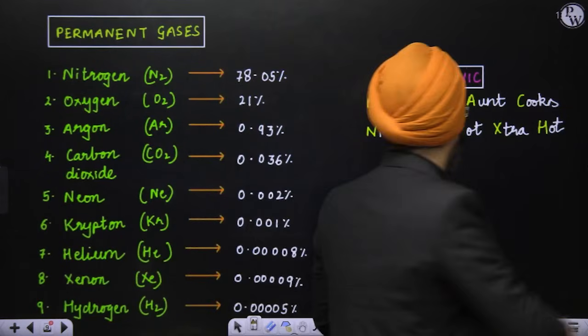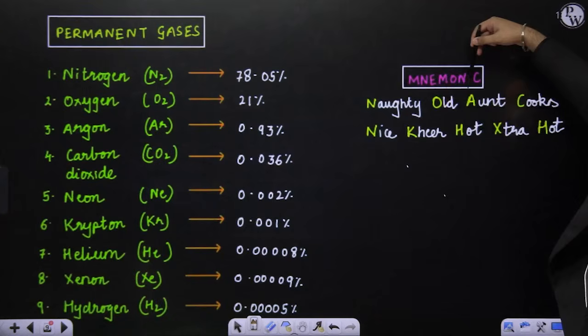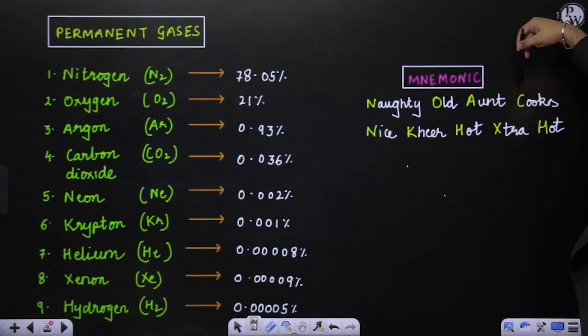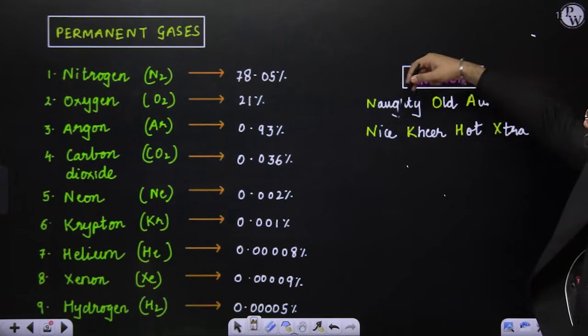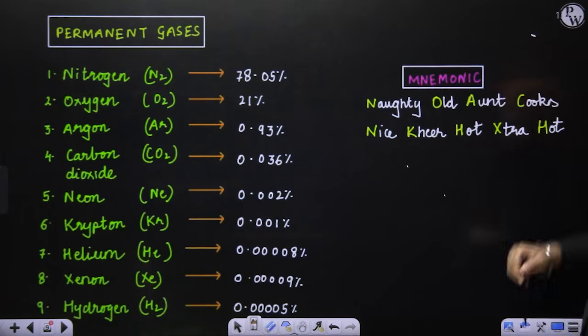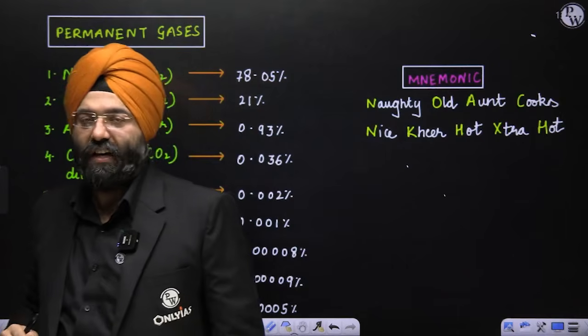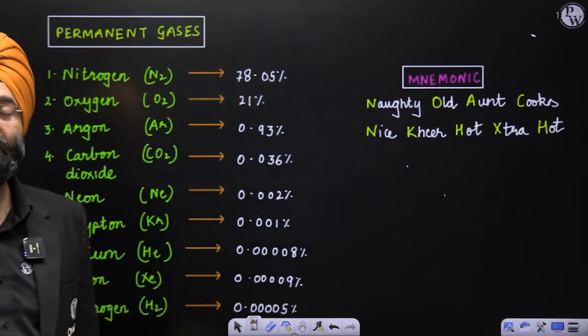Now over here, nitrogen, oxygen, argon, carbon dioxide, neon, krypton, helium, xenon, and hydrogen. So remember, hydrogen is lesser than helium. Clear? So this is something that you should always remember and you should understand.